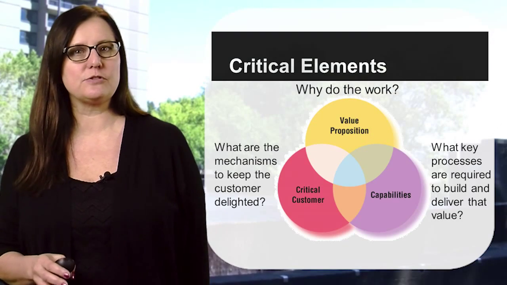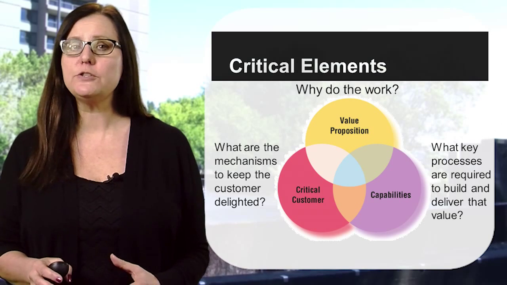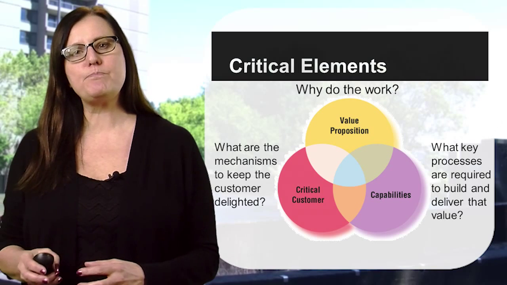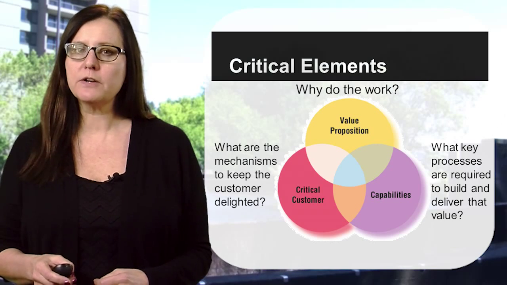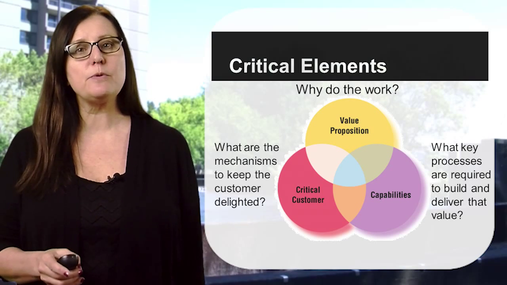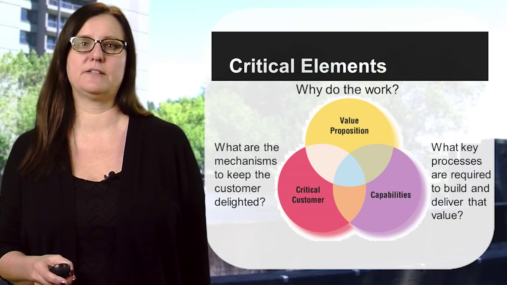Key elements in strategic planning are these three components of the business model. Why do we do the work? That's the value proposition. What are the mechanisms to build and deliver that value, and what are those capabilities? That's the business logic in the process. And then we have to remember the customer is really critical. If they're not happy, it doesn't make a difference.